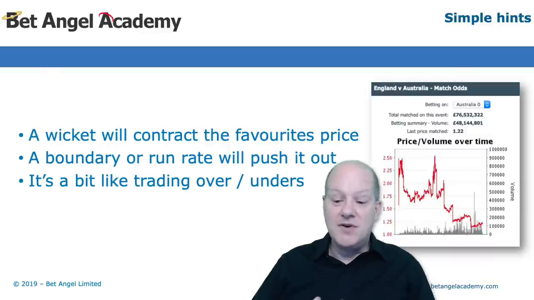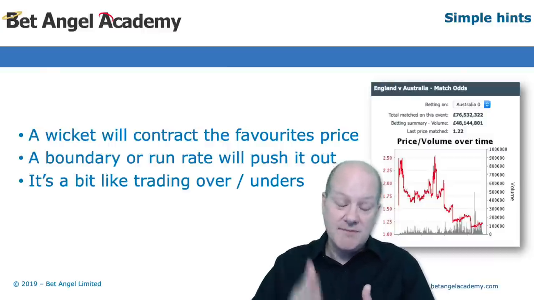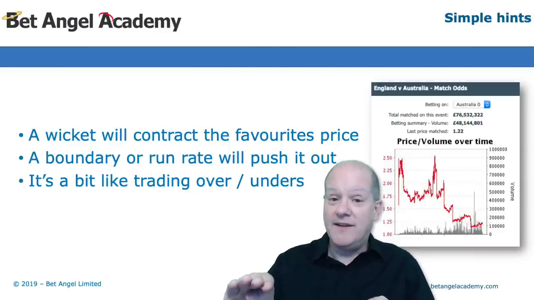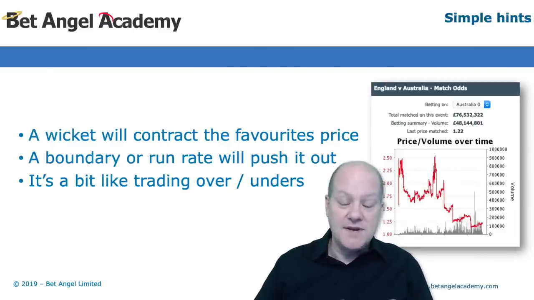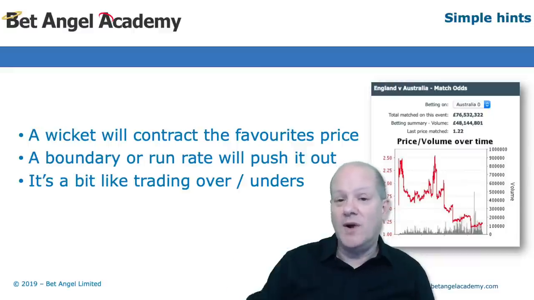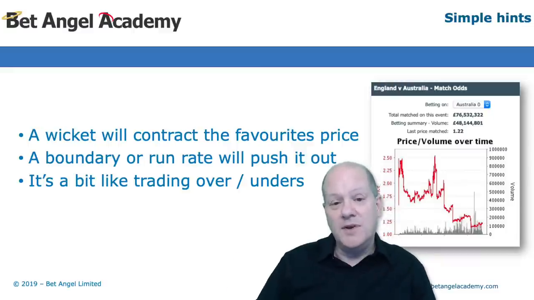So essentially, you could pitch yourself in at any one of these points. Immediately after that wicket, you could say, well, it's going to be another 5 minutes until the next wicket, so I'm going to nip in here and trade out there. Or you could do the opposite. You could say, we haven't had a wicket for ages, so I'm going to back Australia at this particular point and wait for that wicket to occur, at which point you can trade it.